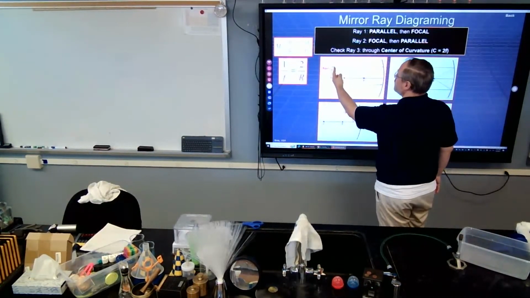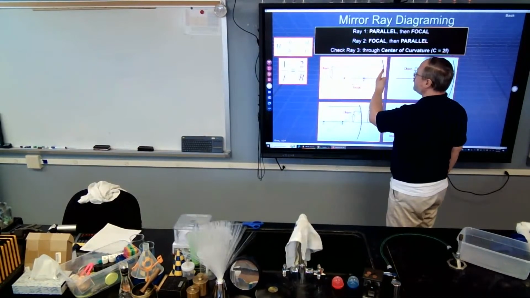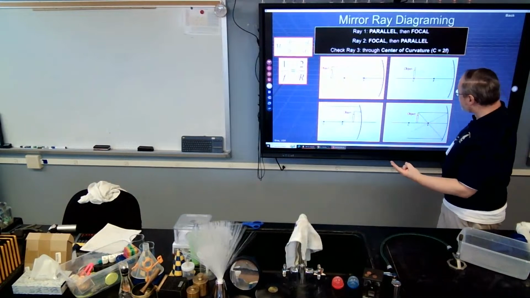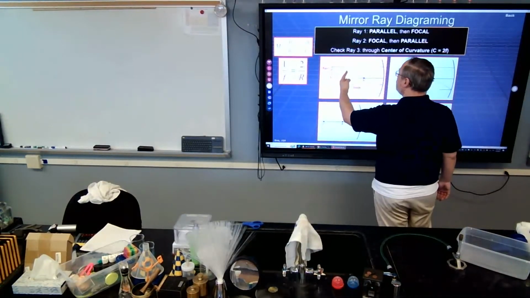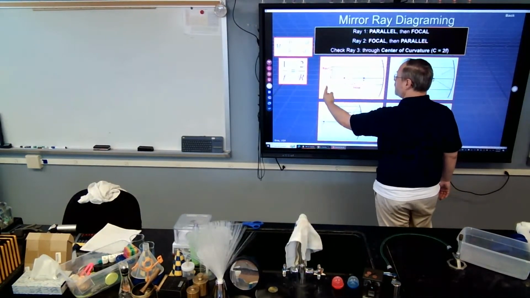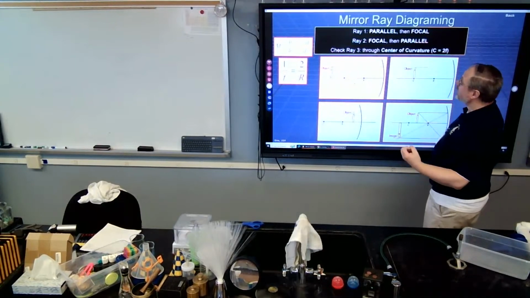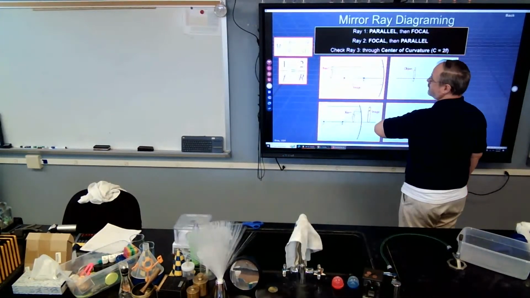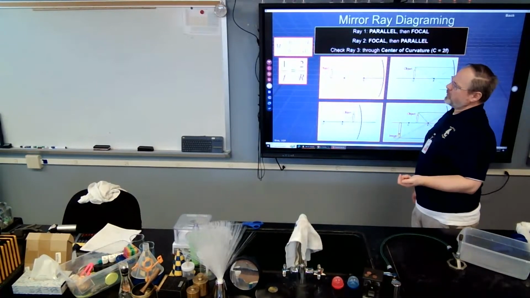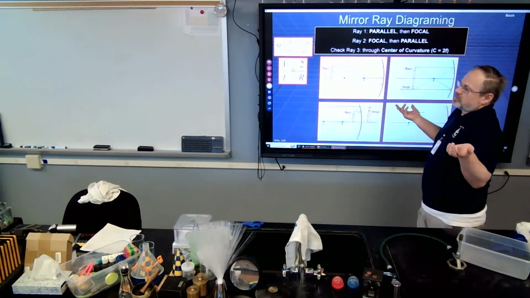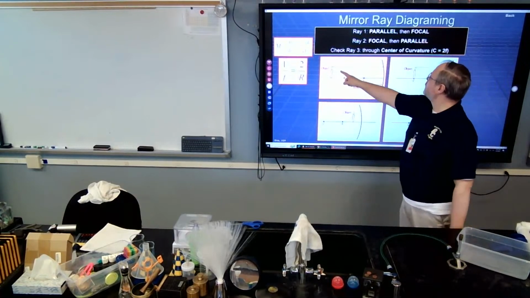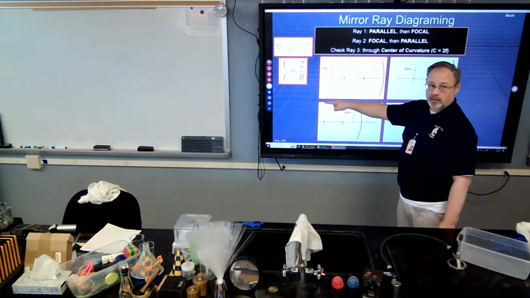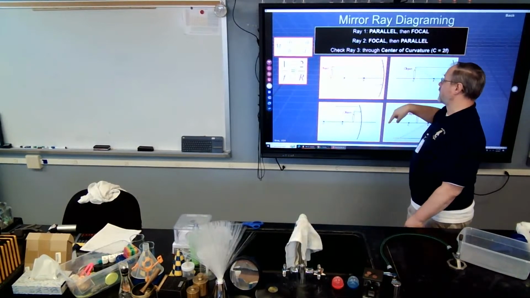So the first ray goes parallel through the focal. That's one color. The second color runs through the focal point and then runs parallel. Pen number 3 just goes through the center of curvature as a check. I know, why don't we just use that one? That's just the way it's not done. So first ray, parallel focal. Second ray, focal parallel. Check ray through the center of curvature.